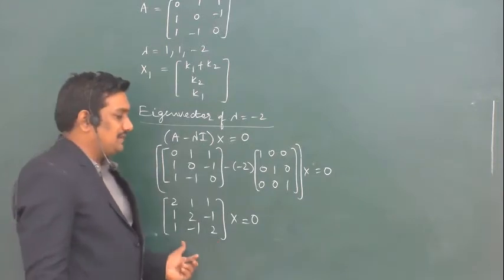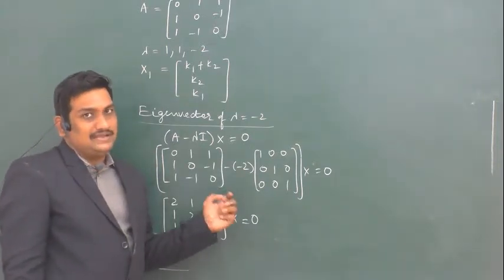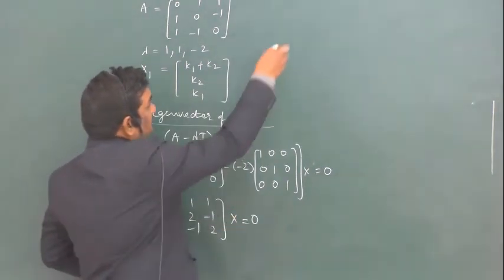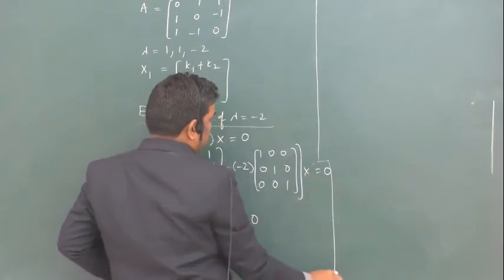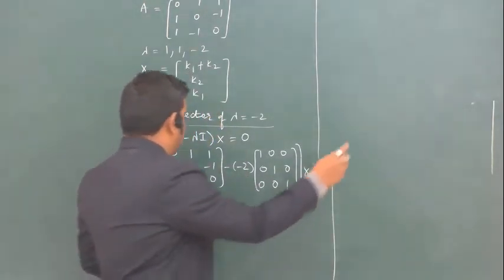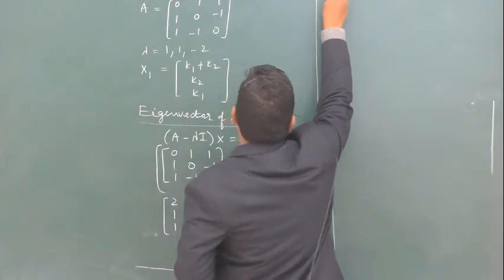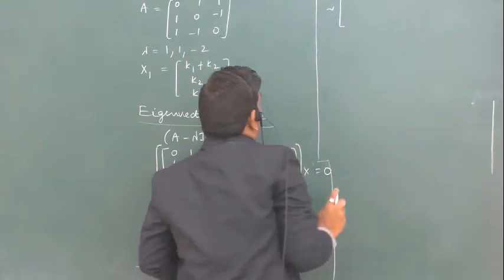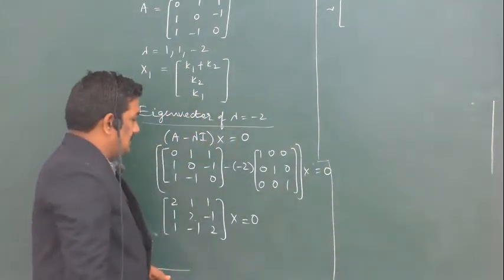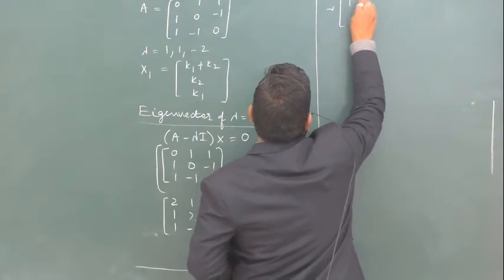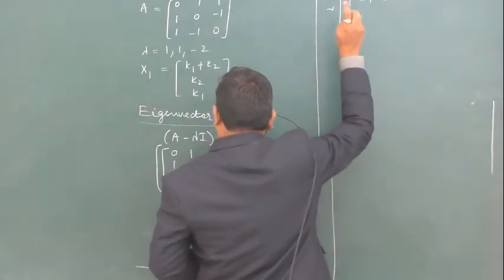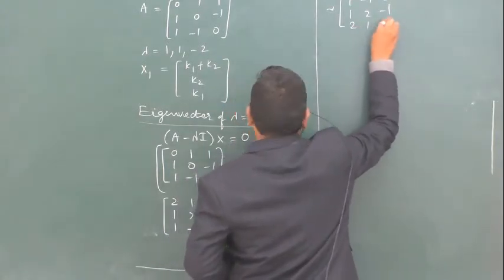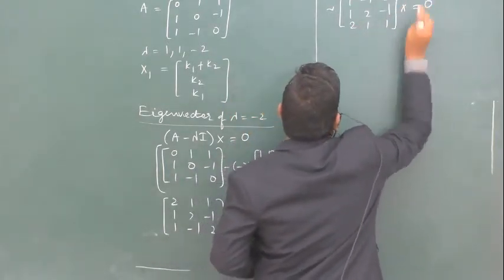From this step you have two approaches to find the eigenvector. Let us apply the echelon form method. Interchange row 1 and row 3; you can interchange with row 2 also. So it will be [1 -1 2; 1 2 -1; 2 1 1] times X equals the null matrix.